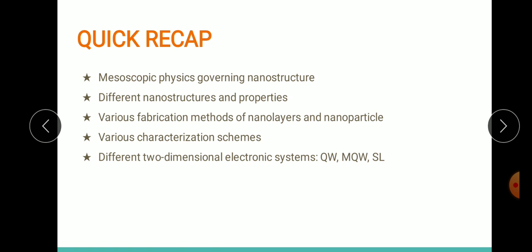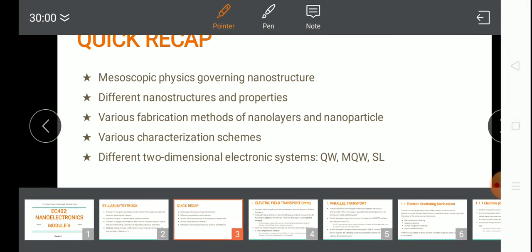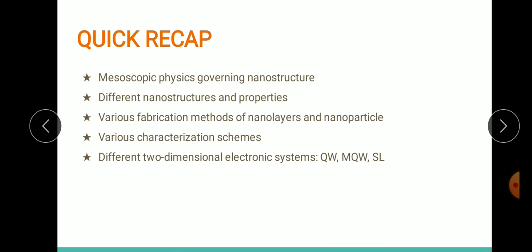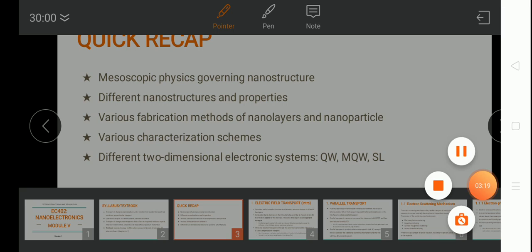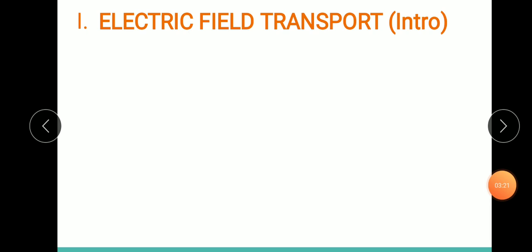So in this session, the first session, we'll deal with the electric field transport mechanism of nanoparticles, right? Okay, so the electric field transport: how do the electrons in nanostructures move under the influence of an electric field? That's what we are going to discuss here in this session, right?